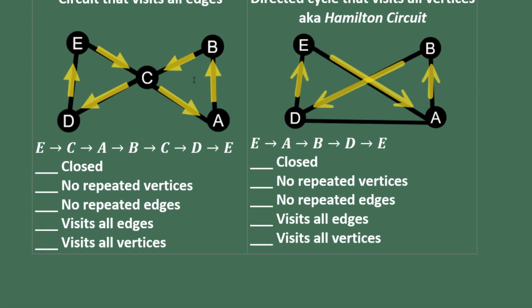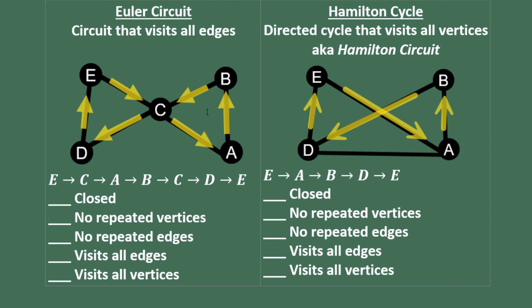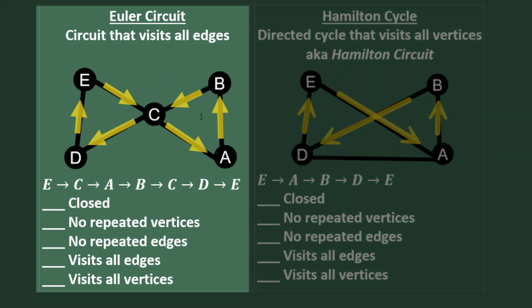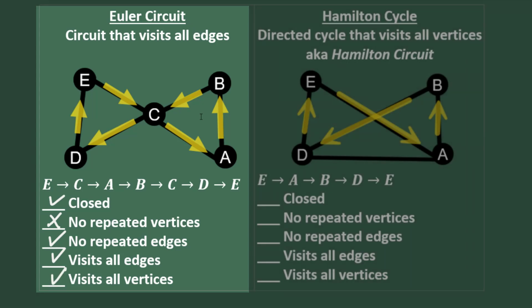Now we're ready to compare Euler circuits and Hamilton cycles. Remember, an Euler circuit is a circuit that visits all the edges. So we said that it's closed, it can have repeated vertices, it cannot have repeated edges, it has to visit all the edges, and by the way, if you visit all edges, you hit all the vertices as well.